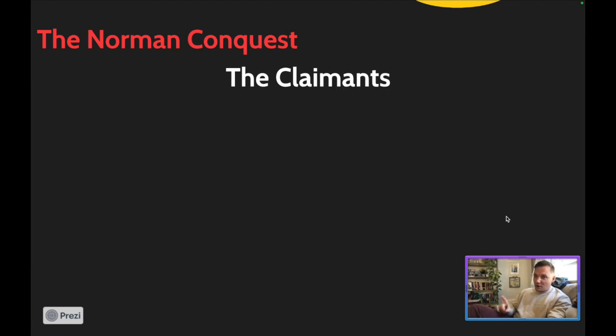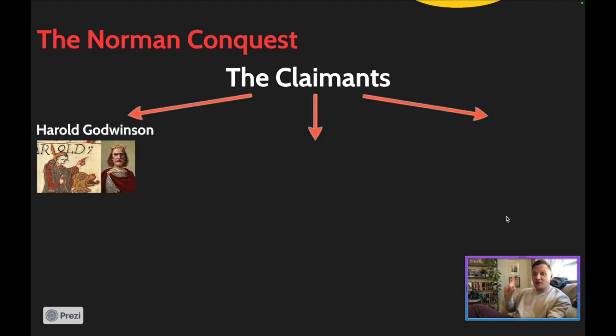The claimants to the throne are going to be three different individuals. Two are important, Edward, one is not. All right, so now look. One of them is a guy named Harold Godwinson, who is the son of one of Edward's advisors and who actually ends up getting crowned king in the process, right? So an interesting little factor happens here.